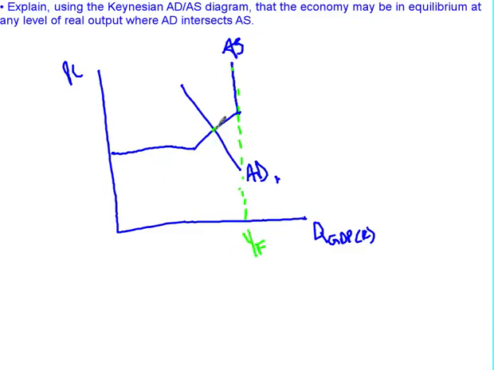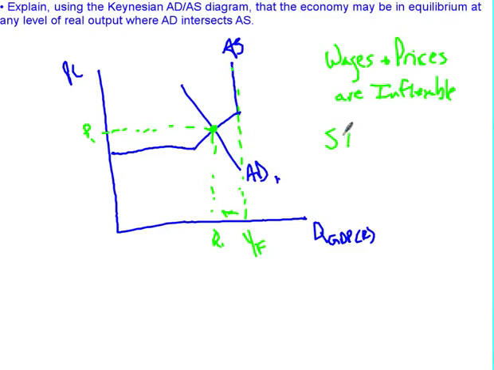All right, but Keynes said, look, if we're below full employment, if we're here, so if we're here with our price level, and this would be the quantity, we are in a recession, but Keynes says that prices and wages, wages and prices are inflexible.